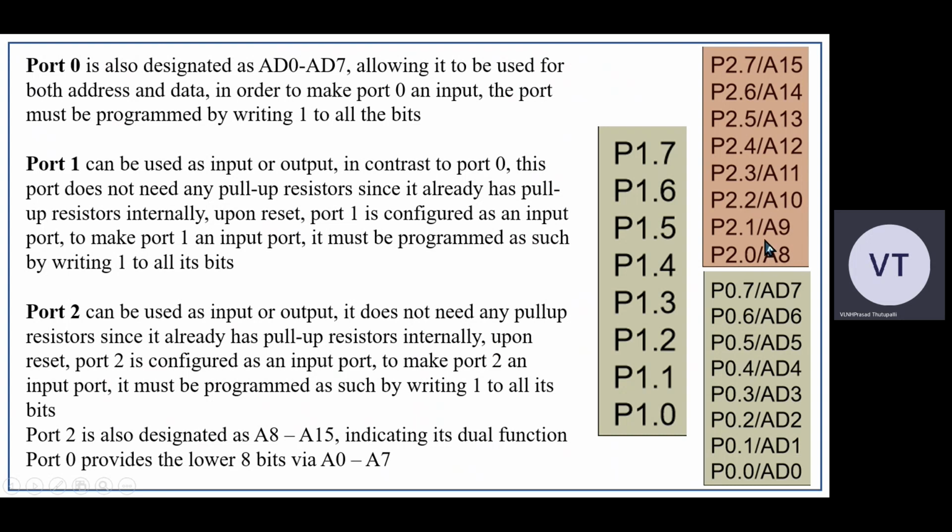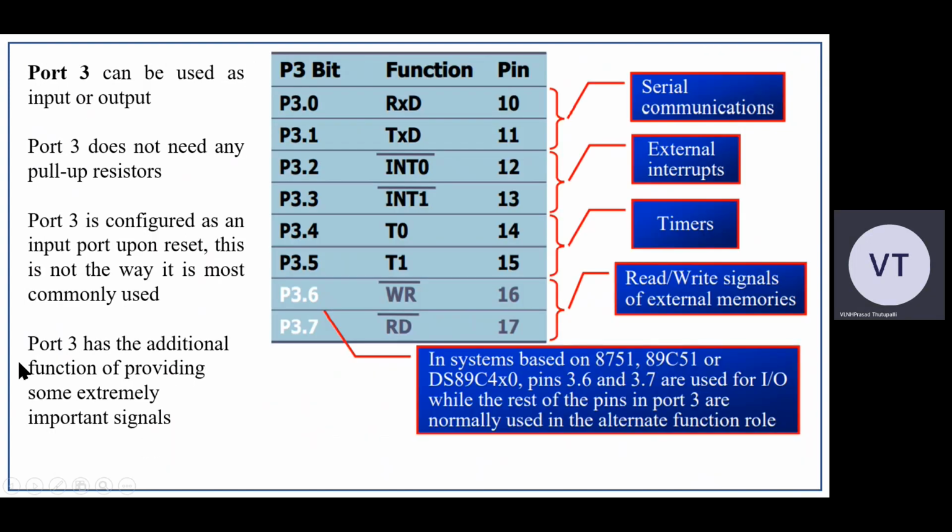Combining port 0 and port 2, that entire thing, those 16 lines, work like address lines. And port 3 has the additional function of providing some extremely important signals. Two pins are for serial communication, two pins are interrupts, two pins are timer pins, and two pins are external read or write signals. So these are meant for this.